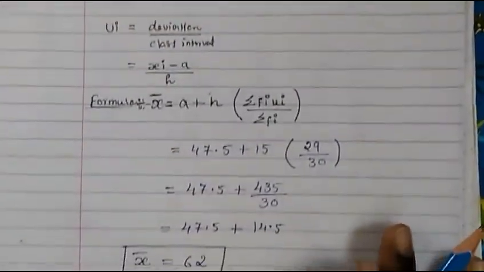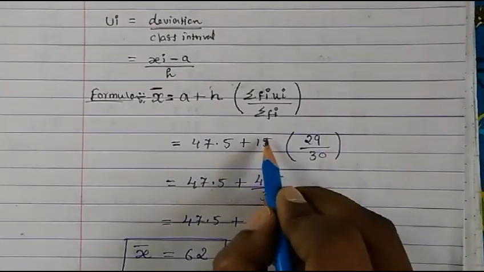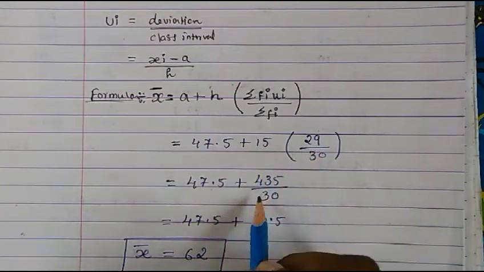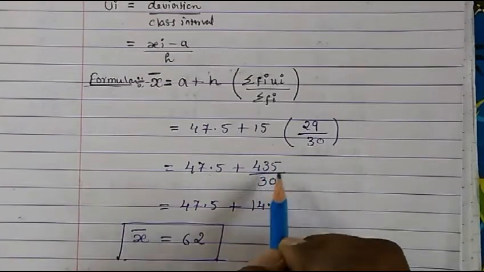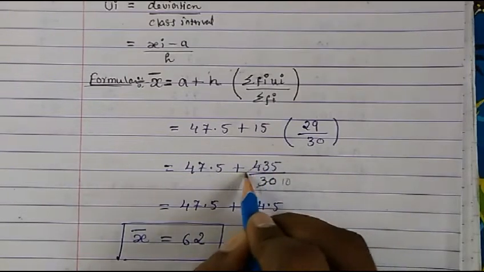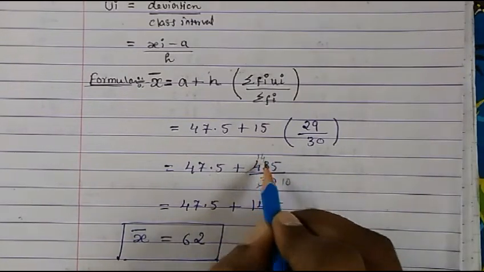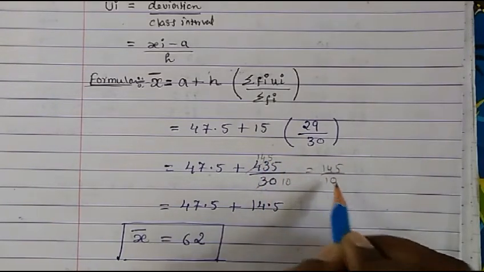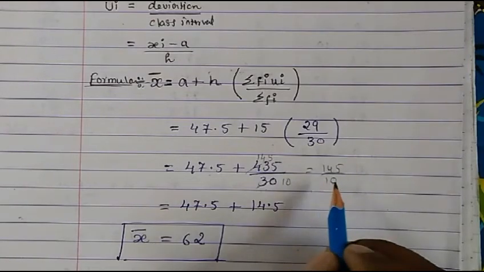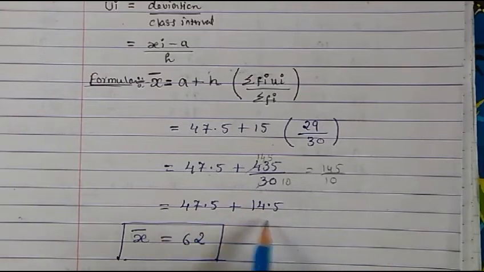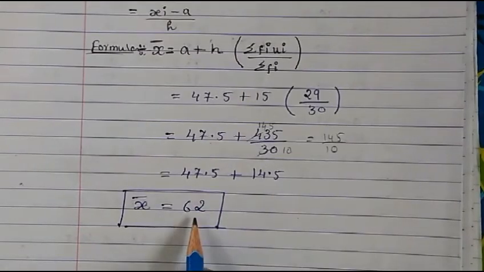That is 29 upon 30. So when you multiply 15 into 29, you get 435 upon 30. So with the table of 3, you will get 10, one time here, it will come 4 times, then here it will come 5 times. So you get 145 upon 10. So 10 is here, so after one digit we will put the decimal. So 14.5. Then when you add it up, you get x bar as 62. So you are getting the same answer.